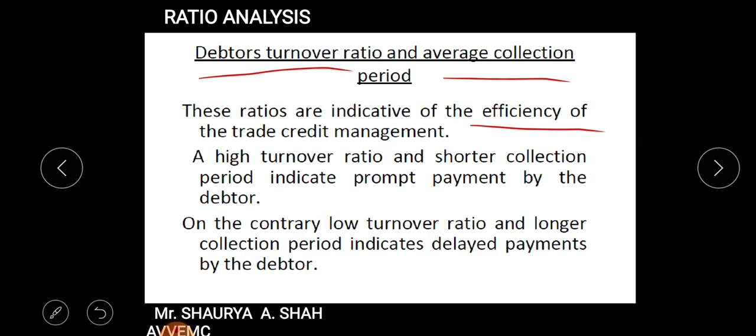So, a higher turnover ratio and shorter collection period indicate prompt payment. Suppose I say my debtors ratio is 25 days. So what does that mean, students?